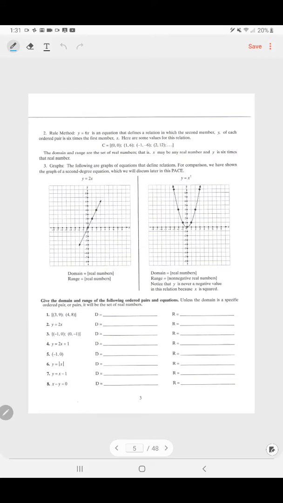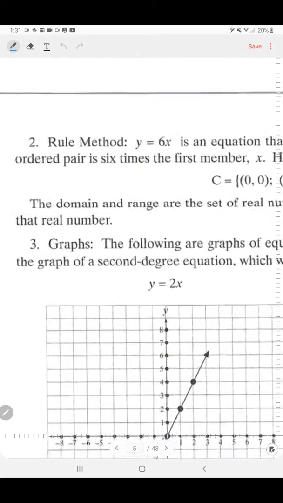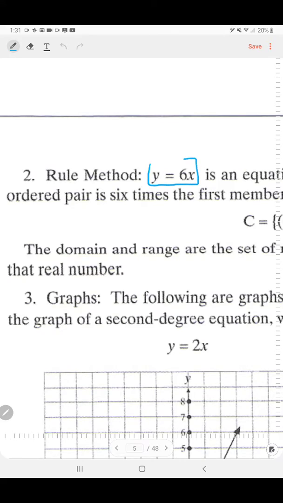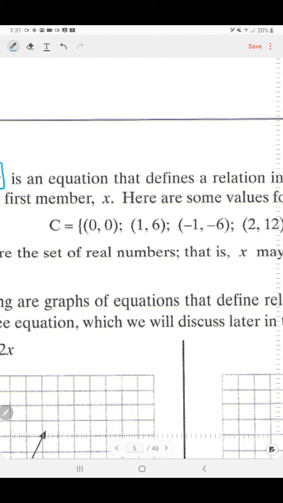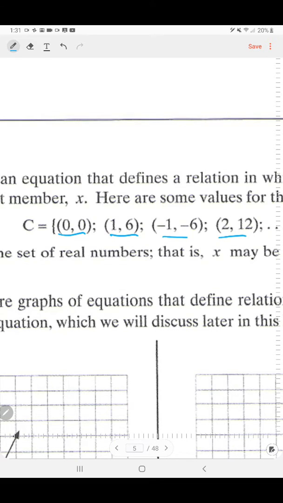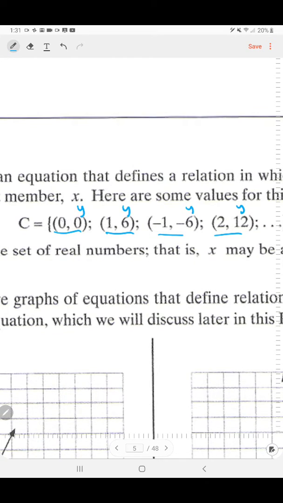Okay, for page 2, they're explaining the rule method, and they're going to use this equation to introduce it, and they're using these coordinates. So the way they got the y's here is by plugging in your own choice of numbers. They're always going to use -1, 0, and 1. So if you see here 0, +1, -1, and then they used 2. So these are always going to be the numbers that you use. You don't have to, but I suggest that you do.